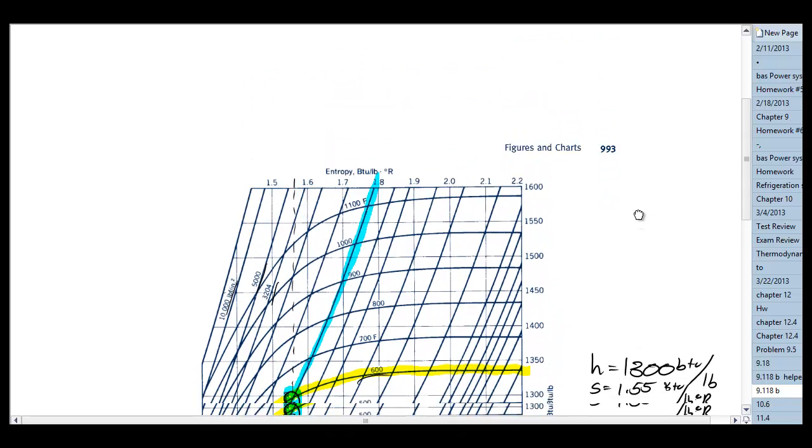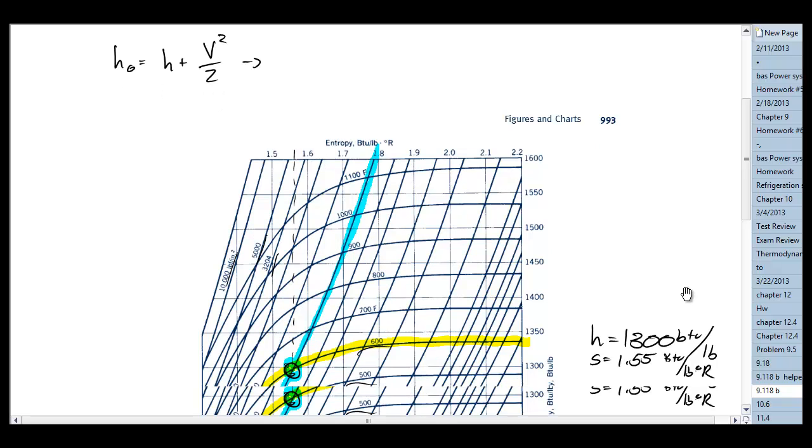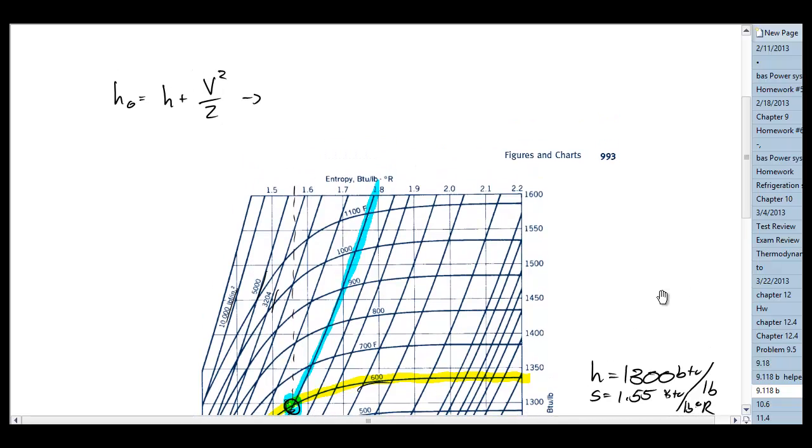Alright, so now that we've got that, we need to bring out our stagnation enthalpy equation. So stagnation enthalpy, as y'all should know, H0 equals H plus V squared over 2. Now, this is showing that isentropically, all the energy of motion is basically turned into enthalpy. It's the easiest explanation. And because this is in English units, it's a little bit of a hairy problem. So we're going to just go straight over. So we have our starting enthalpy of 1300.